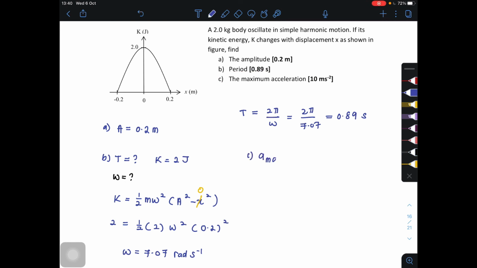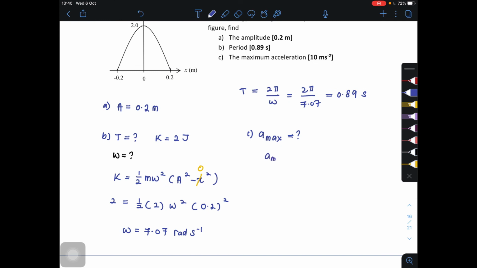So we want to find a maximum. So keluarkanlah formula a maximum adalah sama dengan A omega square. So you just masukkan value for A, which is 0.2, omega 7.07 square, and then you will get 10 meter per second squared.